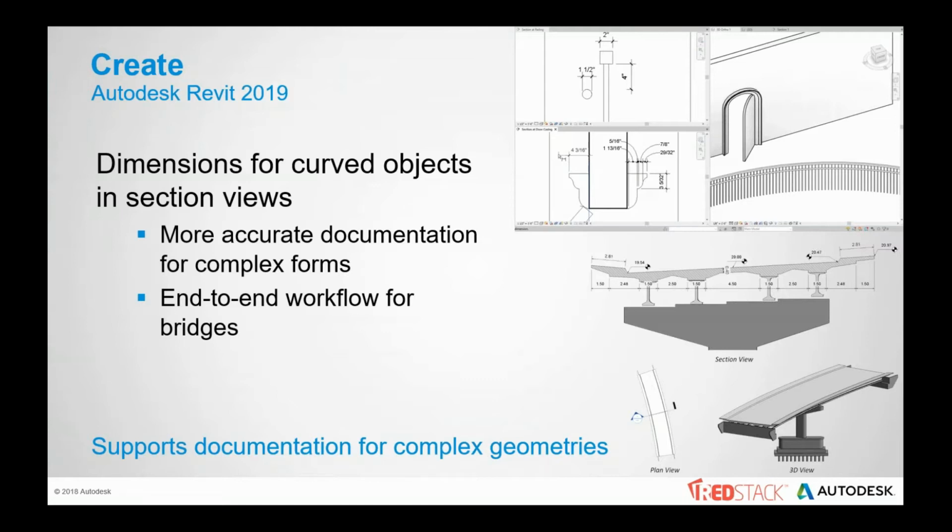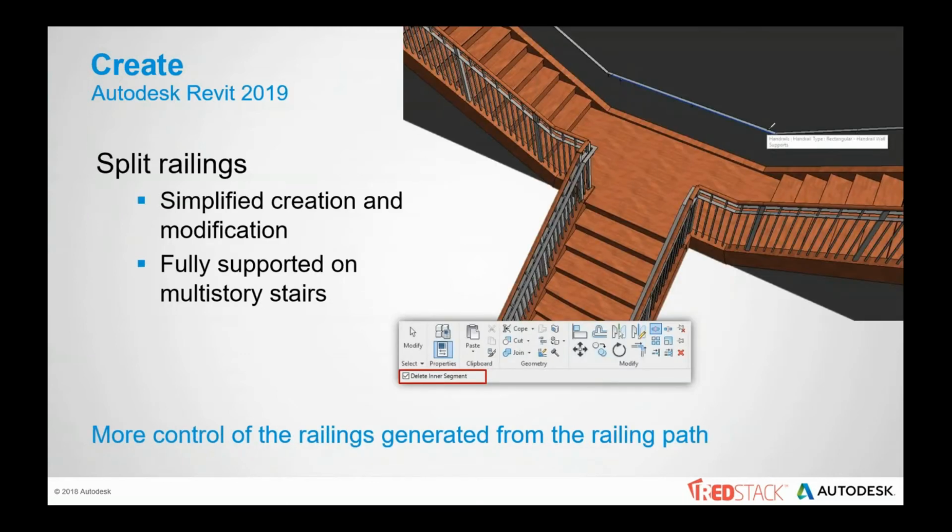Dimension for curved objects in section views can be used in all disciplines, for example, with infrastructure, bridge components like decks, girders, piers, etc., or complex architecture. The bottom line is that the precise documentation enhances the end-to-end workflow for bridges, as well as supports documentation for complex architectural forms, which are getting more and more complex, especially with things like Dynamo and generative design. We're all pushing the boundaries of design, so we need our documentation to back that up, I suppose, and support that.